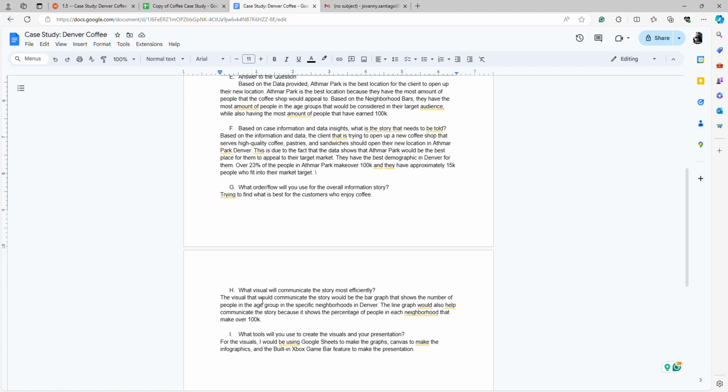What visuals will communicate this story most efficiently? The visual that would communicate the story would be a bar graph that shows the number of people in the age group in the specific neighborhoods in Denver. The line graph would also help communicate the story because it shows the percentage of people in each neighborhood that made over $100,000.